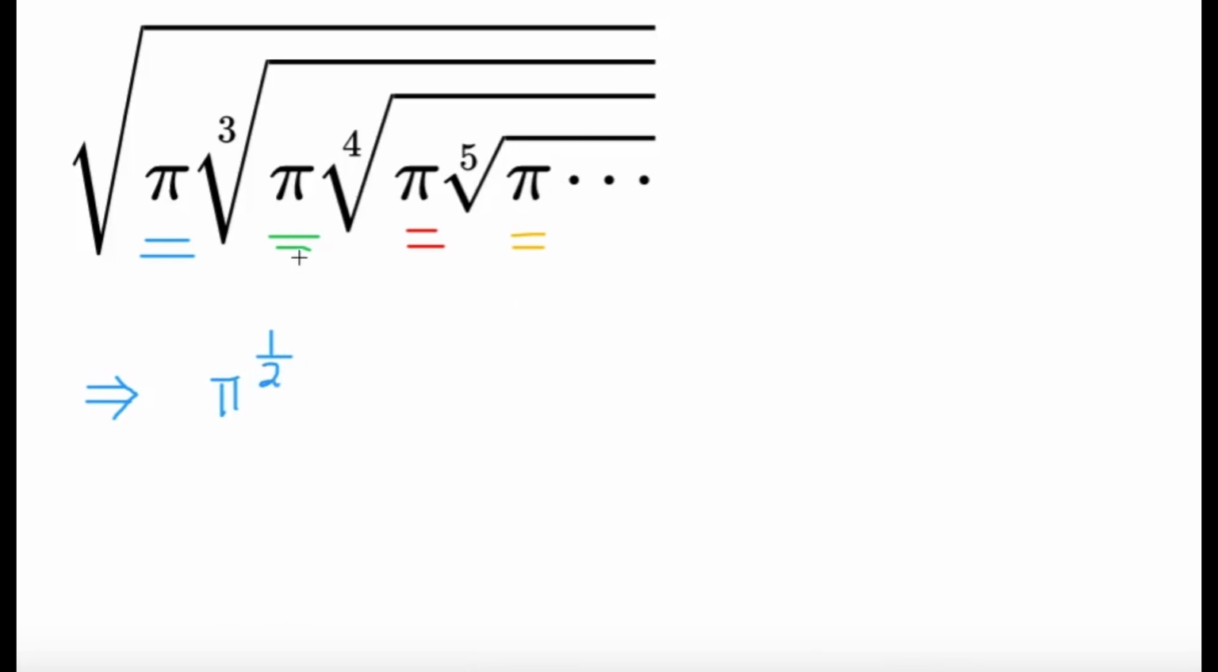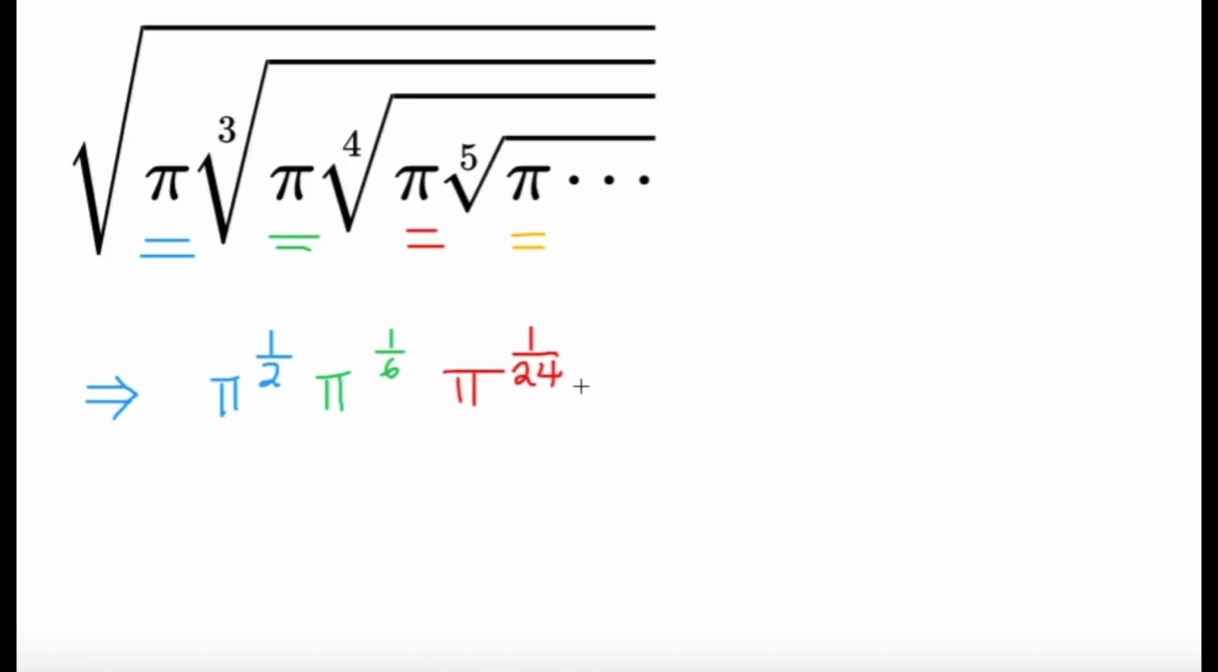For the green pie, it's inside of this cube root, which is inside of this square root. So the square root of a cube root, that's technically the 6th root. So that's going to be pi raised to 1/6. Now for this red pie, it's inside of this 4th root, inside of this cube root, inside of this square root. So the square root of the cube root, which is a 6th root, so the 6th root of a 4th root. So in effect, that red pie is just the 24th root, so pi raised to 1/24.